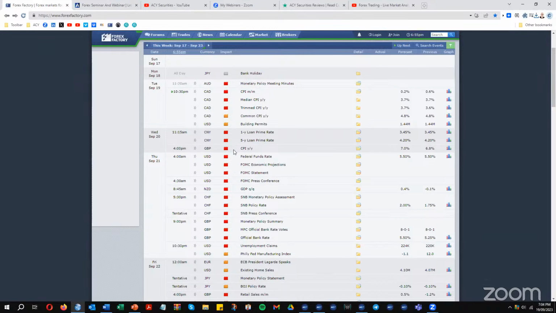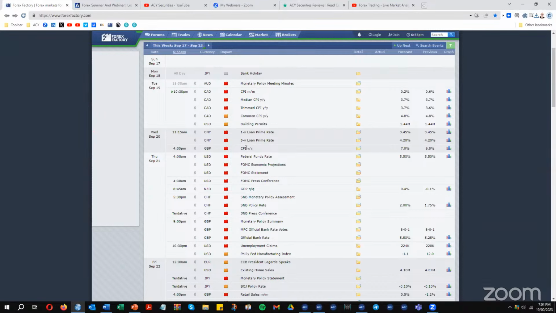Tomorrow, we've also got the UK CPI year on year. That's important because we're expecting an uptick there, and then the next day on Thursday evening at 9 p.m. here, we've got their interest rate decision for the UK. So two highly volatile items for the pound: 4 p.m. tomorrow, CPI year on year, and then the interest rate decision the next evening at 9 p.m.